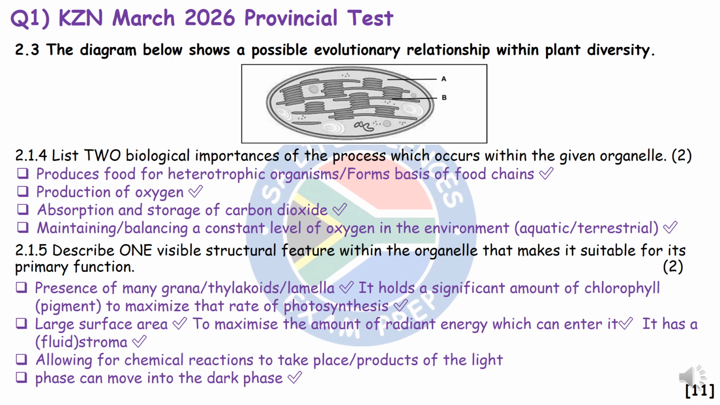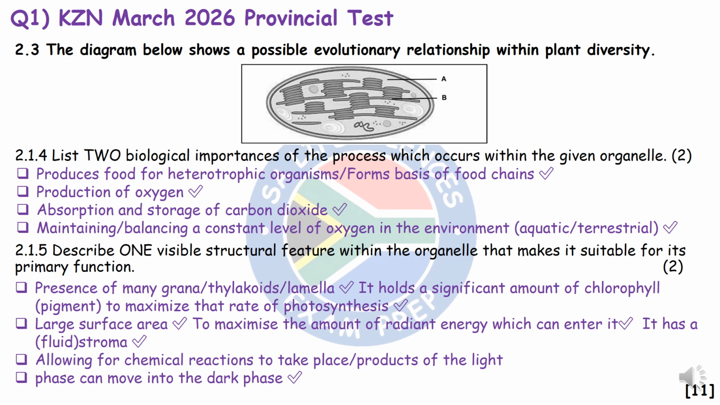So feature number two is that it has a large surface area. So we can say that the lamellae or the multiple discs of thylakoid increase the surface area. What does this do? This means that a maximum amount of chlorophyll can absorb sunlight. If there is lots of surface area, lots of chlorophyll, this means that lots of sunlight can be absorbed.